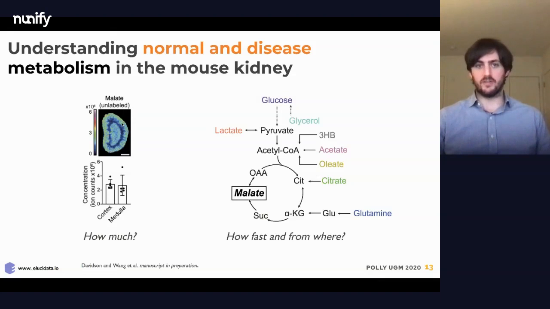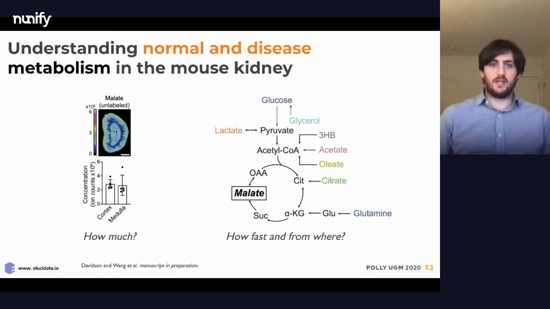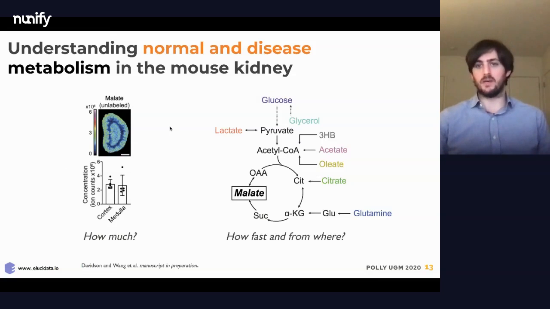So if you take a section of a kidney, you can look at the cortex and the medulla. If you just look at labeled malate, or if you look at unlabeled malate, you can see the concentration in the cortex and the medulla is relatively consistent. If you quantify it, there's no statistical difference. But if you look at the relative contribution, malate becomes much more interesting. So if you just did metabolomics, you wouldn't necessarily get some of the interesting information.